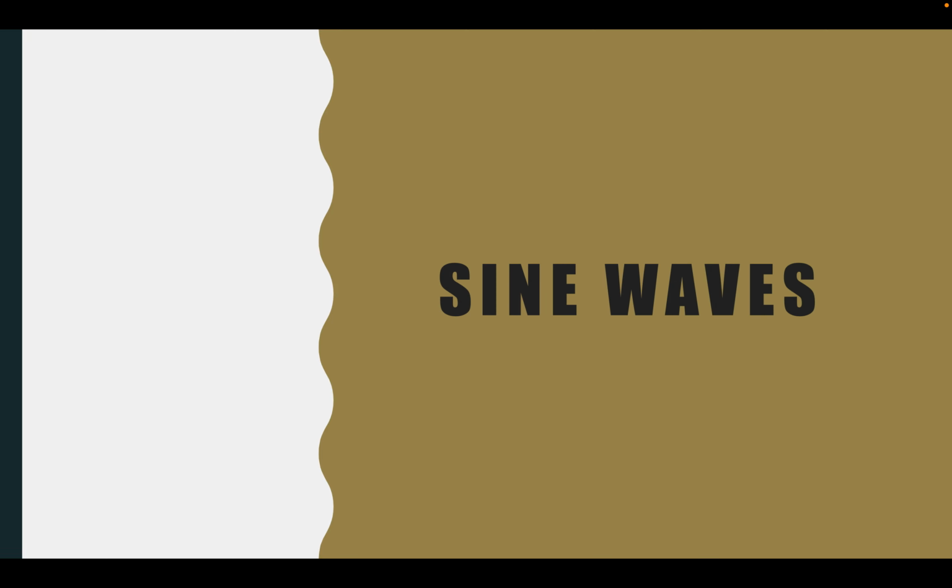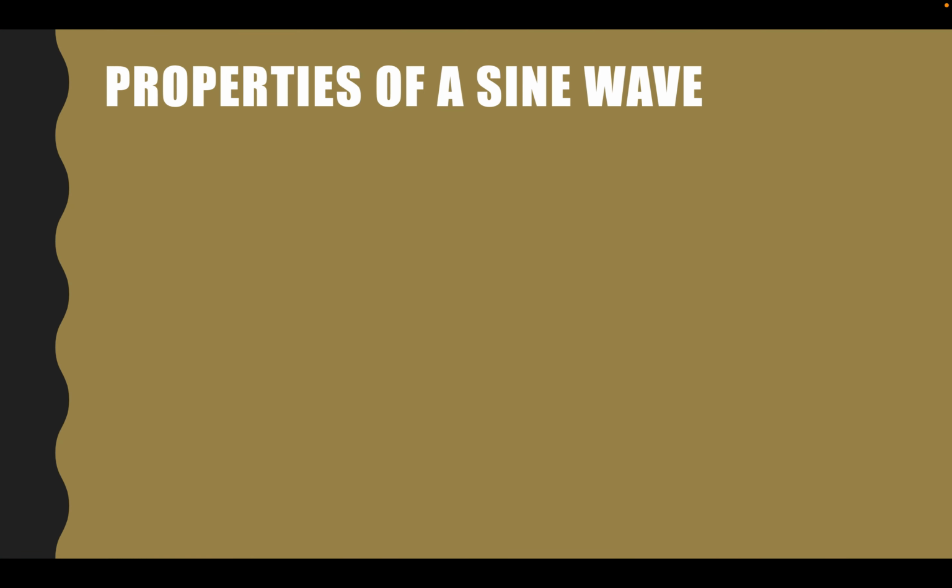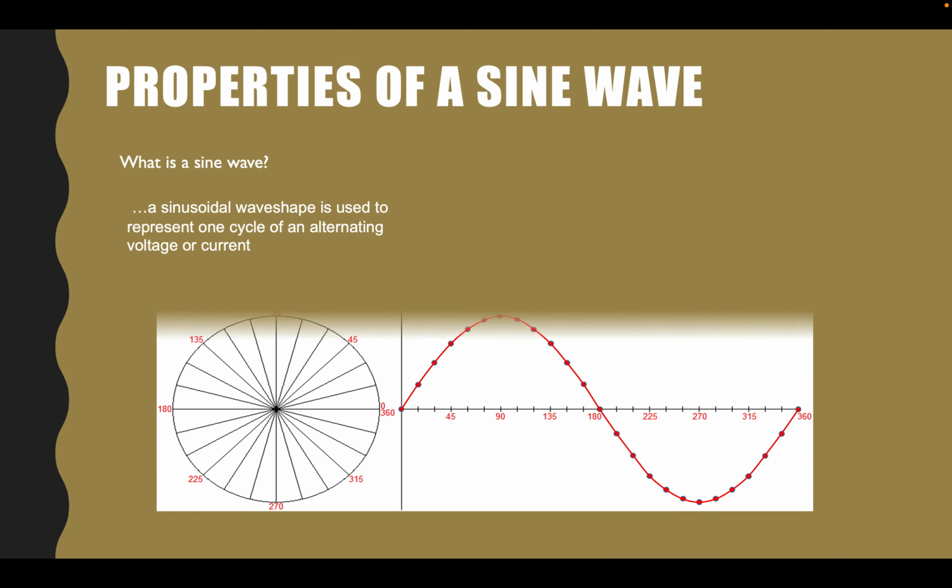Okay, let's do video 2 of sine waves, some properties of a sine wave. What is a sine wave? A sinusoidal wave shape is used to represent one cycle of an alternating voltage or current. We did that in the last video. If you want to watch the other one, part 1 of sine waves, you'll understand that bit.